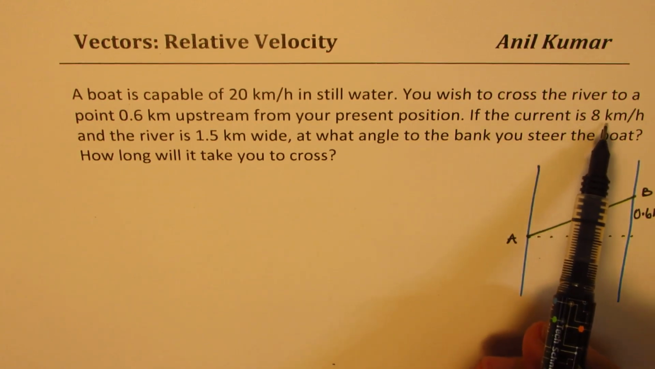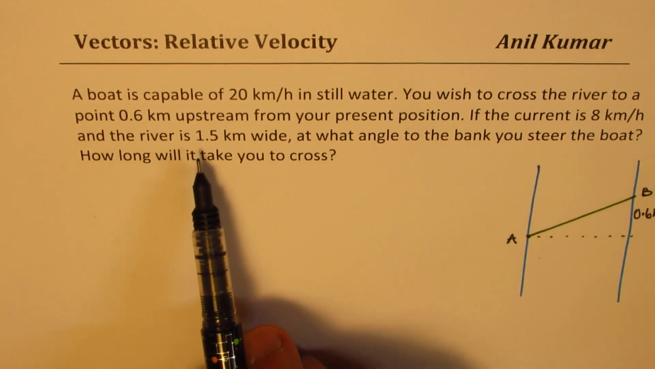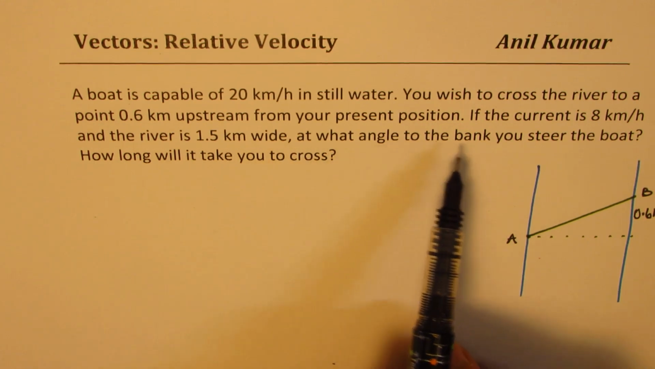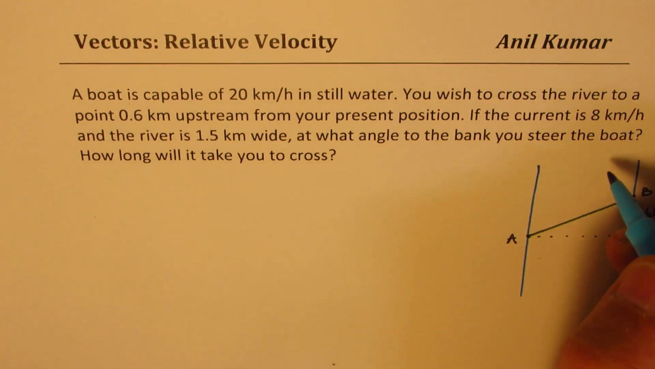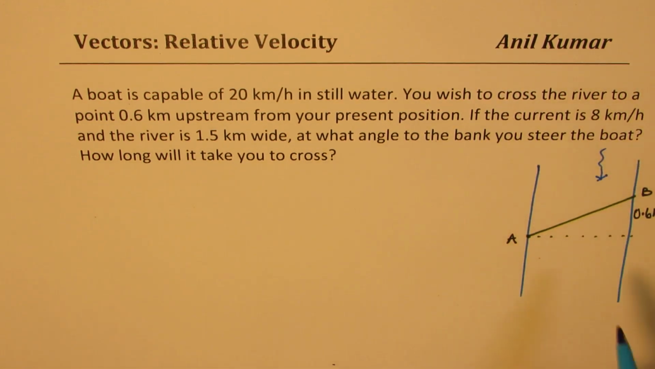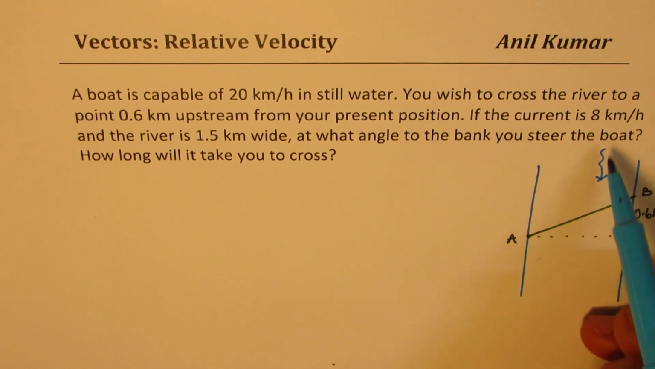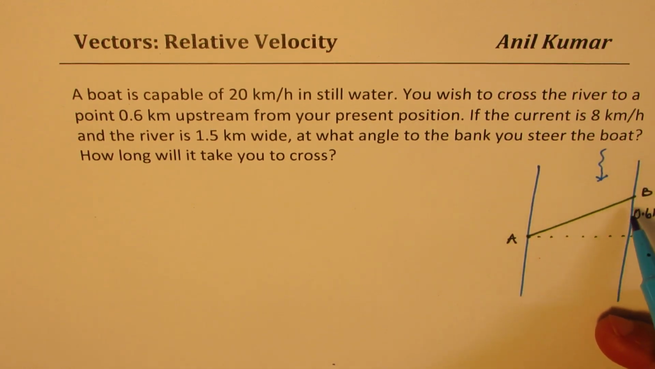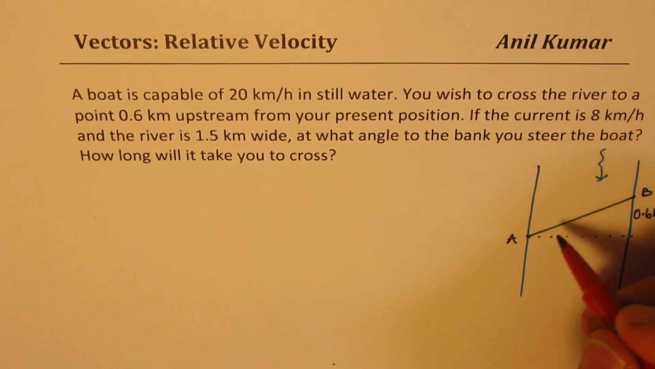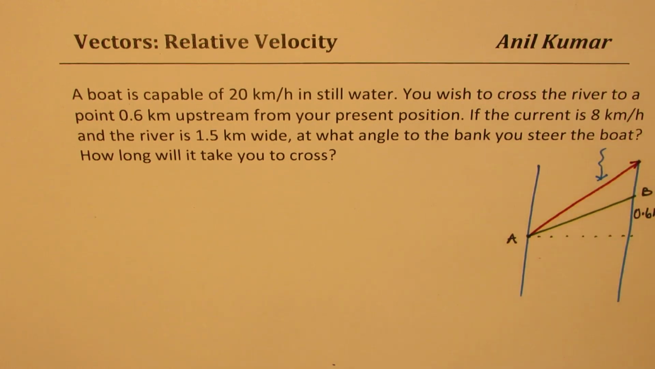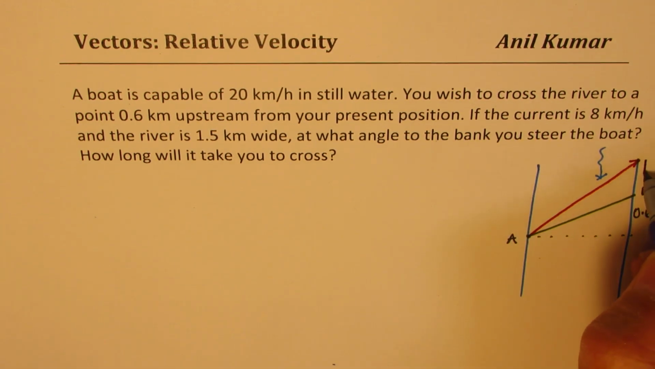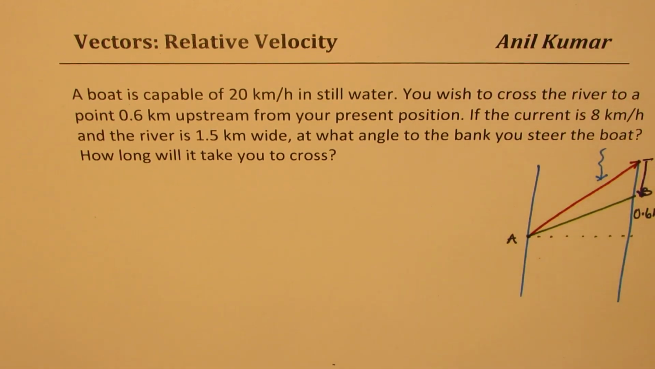If the current is 8 kilometers per hour and the river is 1.5 kilometers wide, at what angle to the bank do you steer? Now the current is 8 kilometers per hour. We'll assume the current to be in this direction because we are going upstream. That current is going to push the boat downwards, so we should be heading much steeper, in this direction, so that the current will push it down to wherever we want to go. That is the situation.